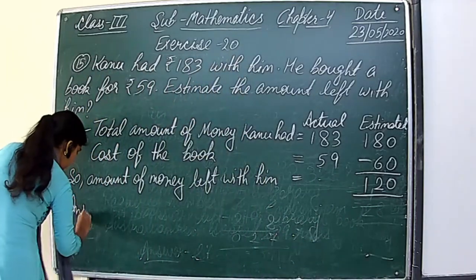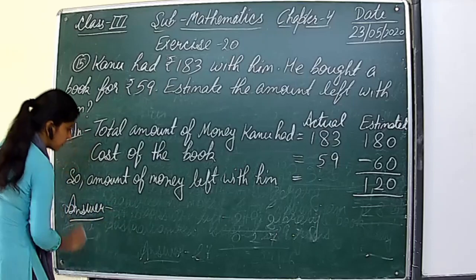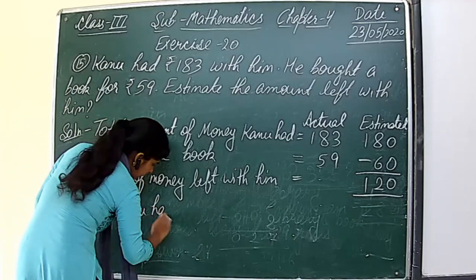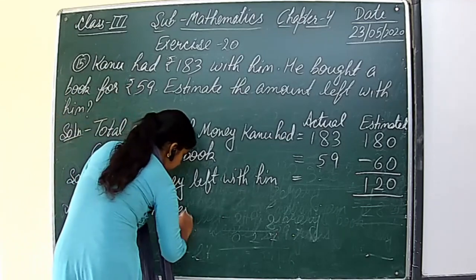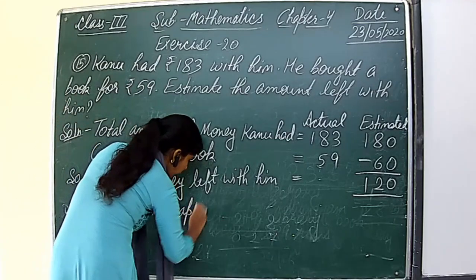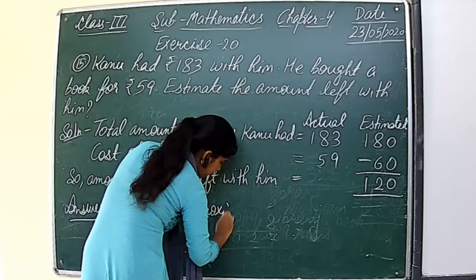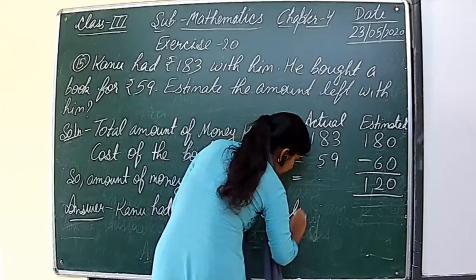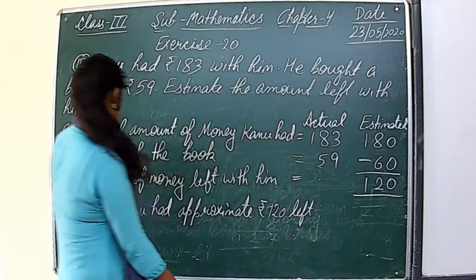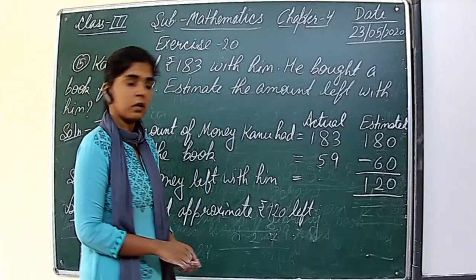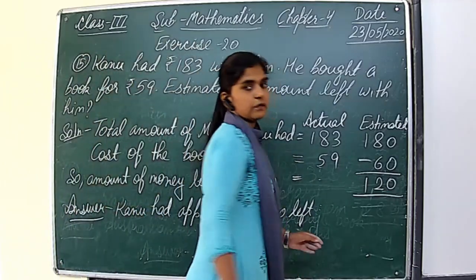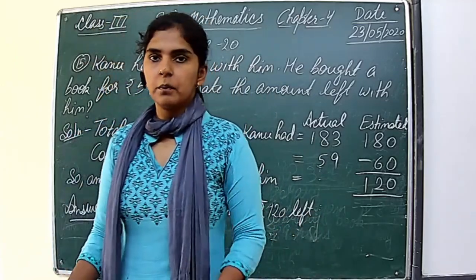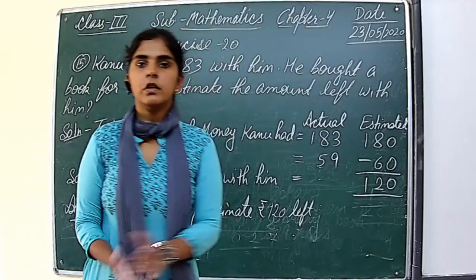So let us write the answer. Kanu had approximately estimated rupees 120 left. Okay, so this is the solution. So our exercise number 20 is completed. Remaining exercises we will do in our next class.